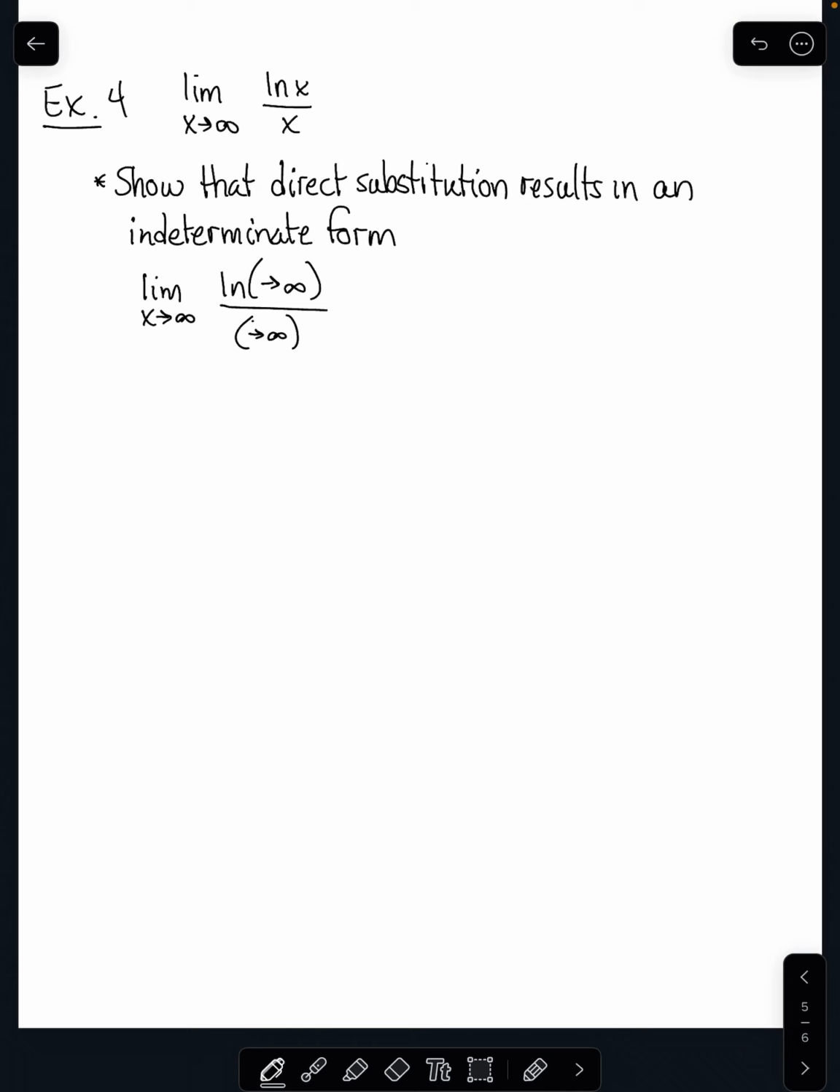Thus, it will eventually reach positive infinity if we go far enough. And I hope fairly obviously, the denominator simply being x, if x is approaching infinity, then the denominator is also approaching infinity. So we do indeed produce the indeterminate form infinity over infinity. That means that we can use L'Hopital's rule.